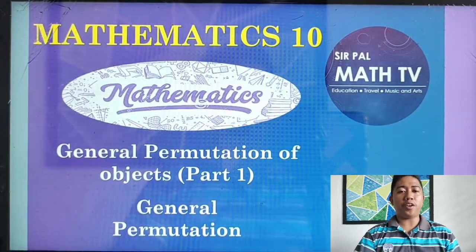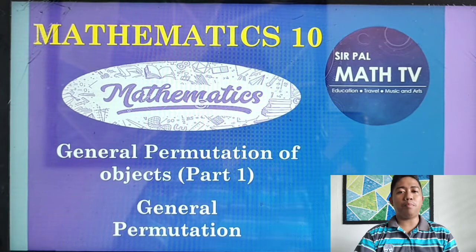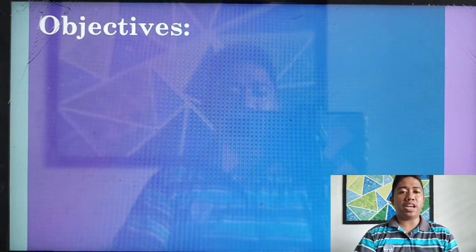This is the first part of our topic, in which we are talking about the general permutation of objects. Specifically, we are evaluating the general permutations. So let us begin with our learning objectives for today's topic.